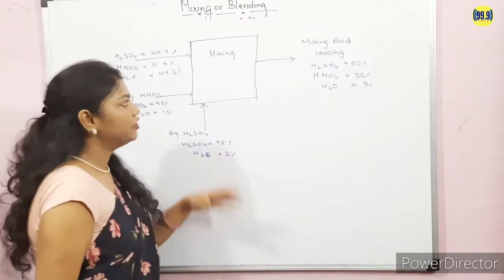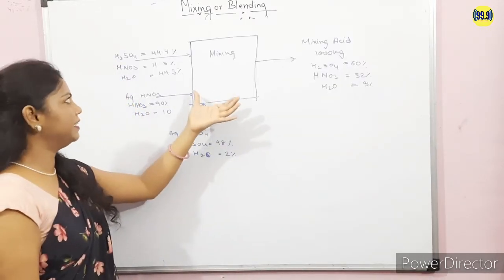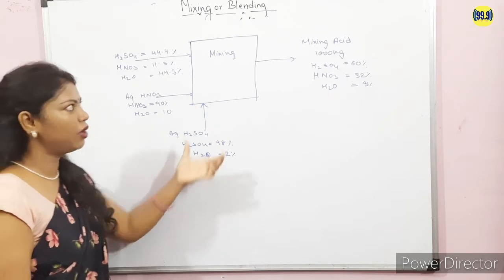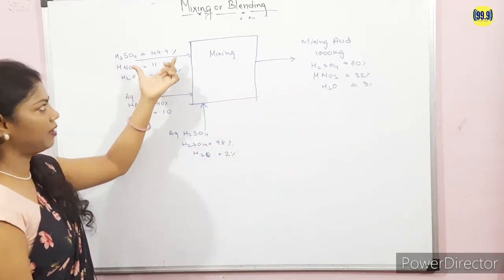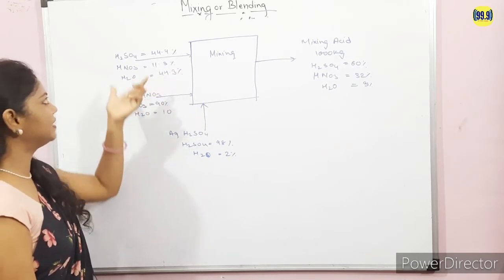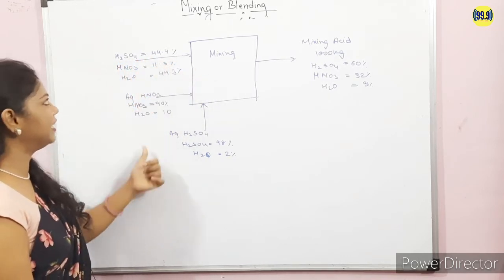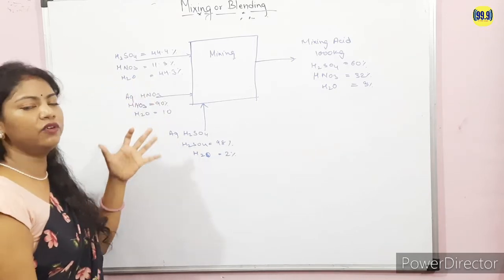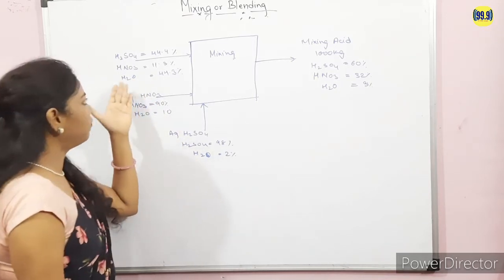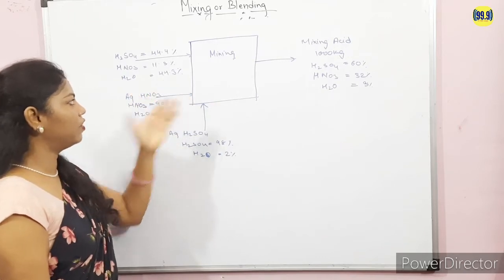Okay, तो सेकेंड क्वेश्चन है, वो भी मिक्सिंग पे बेस्ड है. हमारे पास 3 फीड स्ट्रीम है और एक आउटपुट निकल रहा है. ठीक है, तो जो फीड स्ट्रीम के कंपोजिशन है मैंने आपको यहाँ पे नोट डाउन कर दिए हैं कि किस तरीके से H2SO4 कितने परसेंटेज में जा रहा है, HNO3 कितने परसेंटेज में आ रहा है, और रिमेनिंग क्योंकि एक्वस सोल्यूशन है तो हमारा वाटर जो रिमेनिंग क्वान्टिटी होगी वो वाटर की होगी.